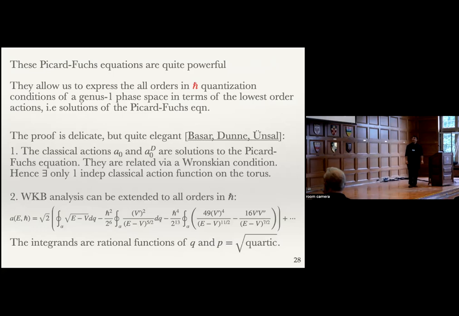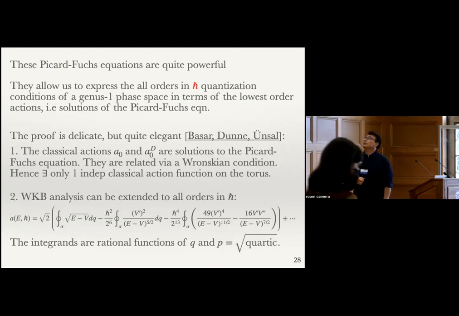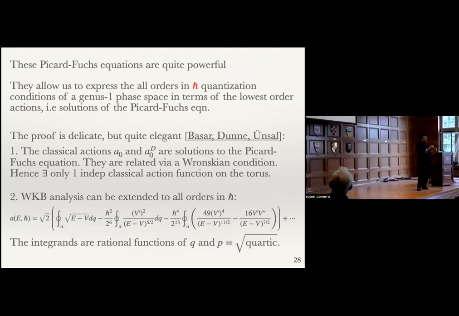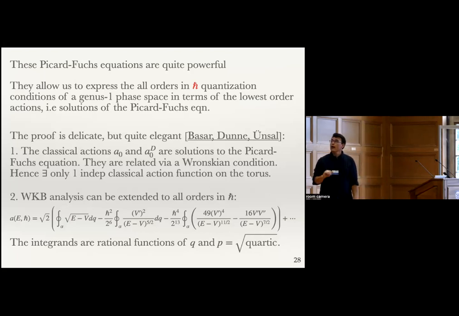This is quite powerful. It turns out that these Picard-Fuchs equations allow us to express all orders in h-bar quantization. If you can do perturbative quantization up to some order in h-bar, you can also understand the non-perturbative tunneling to that same order in h-bar. And there's always a relationship between the two. So I'm not going to go into the proof of that here, but I think it's a remarkable fact.